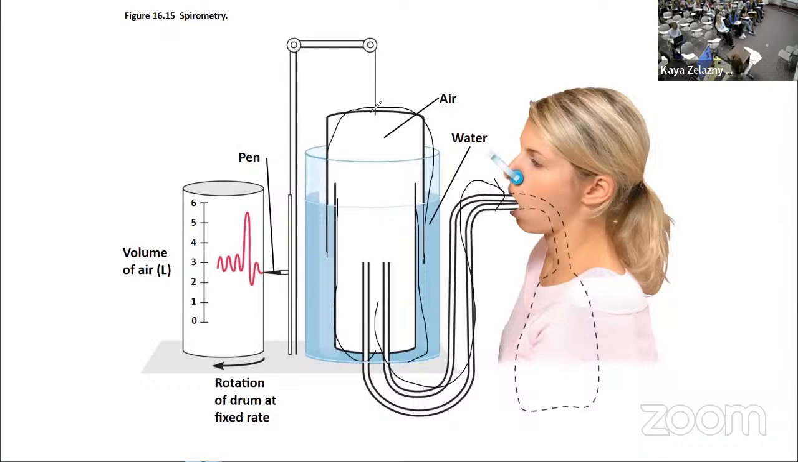This is attached to this kind of pulley system and a pen. So we essentially have like a transducer that's creating this output. We don't really use a device that looks like this anymore, but that's functionally kind of what's happening anyway. So this is spirometry, a spirometer, just something that measures your lung volumes.